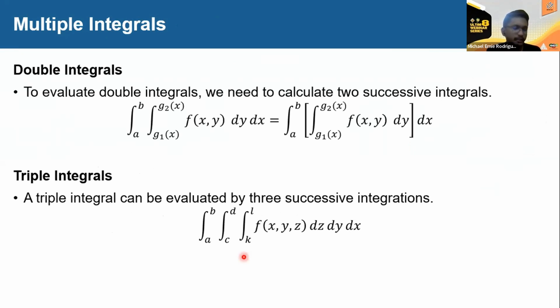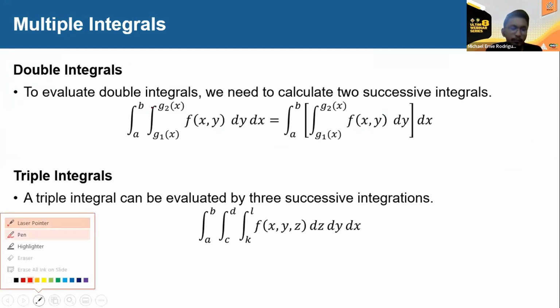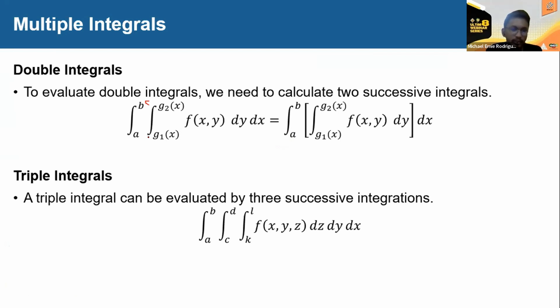So this is the last part. We have multiple integrals. So importante rin to. So to evaluate double integrals, we need to calculate two successive integrals. So if we have this, integrate muna natin to. Ito muna, and then hanggang dito sa dy. So integrate natin to. And then once we know the integral of that, and then substituting evaluating with the limits, we can have yung integral of that with respect to dx with limits from a to b.